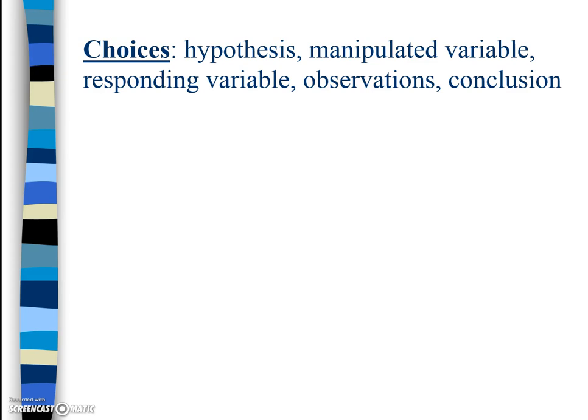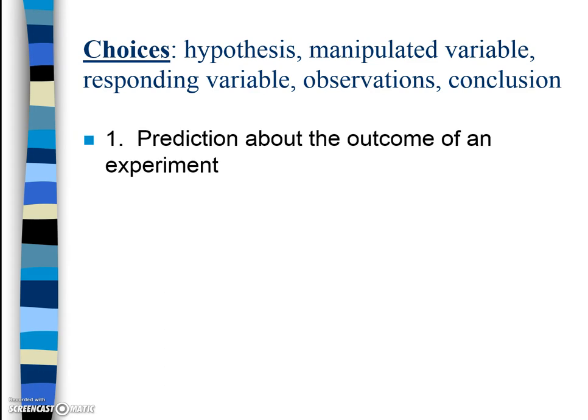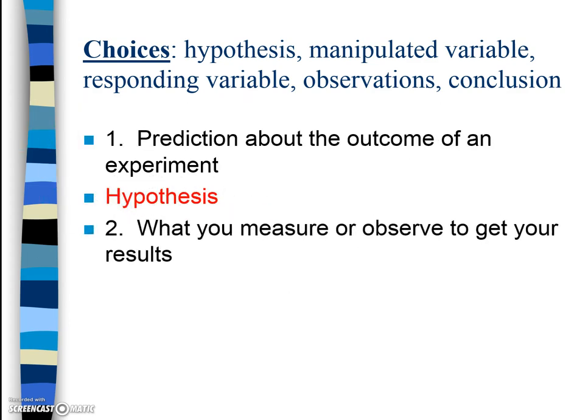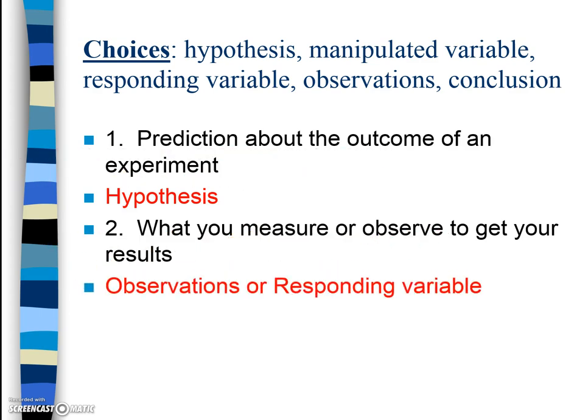So, your choices for doing these questions are hypothesis, manipulated variable, responding variable, observations, and conclusion. So, number 1, a prediction about the outcome of an experiment would be what? This is when you're thinking about it, FYI. Okay, so hopefully you're right. It was hypothesis. What you measure or observe to get your results. And hopefully you were right on this one too. That is your observations or responding variable.